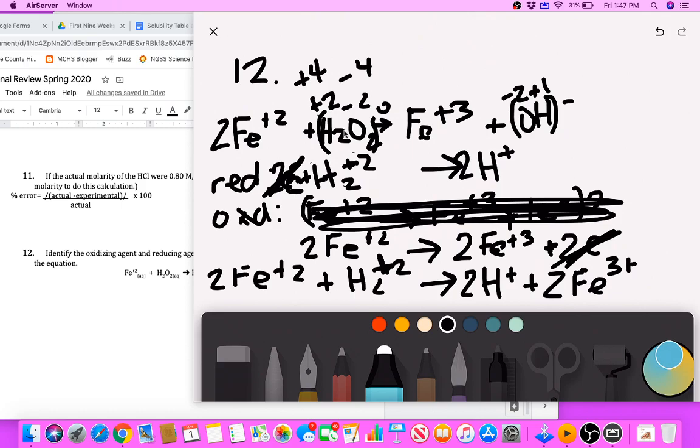Nothing in front of the H2 plus 2, so that's this one. 2 in front of the H plus, so that's this one over here. We need a 2 in front of this that has the H plus in it. And then we need a 2 in front of the Fe3 plus. And this equation should be balanced.